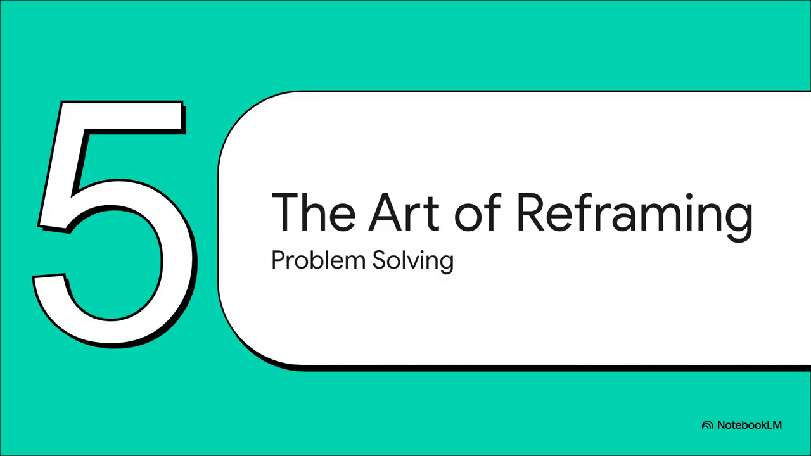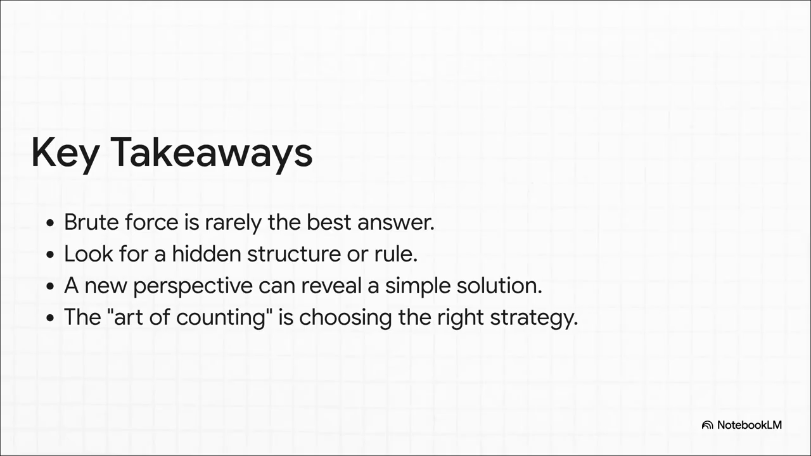So what's the big idea here? What's the main takeaway? It's not just about learning formulas or counting corners. It's about something way more powerful, the art of reframing the problem itself. Here's what I hope you take away from this. Just trying to power through a problem, brute force, is almost never the best way. The real skill is to take a step back and look for a hidden structure, some underlying rule. That single insight, like defining a rectangle by its lines, can turn a monster of a task into something super simple. The true art of counting is really about choosing the right strategy for the job.